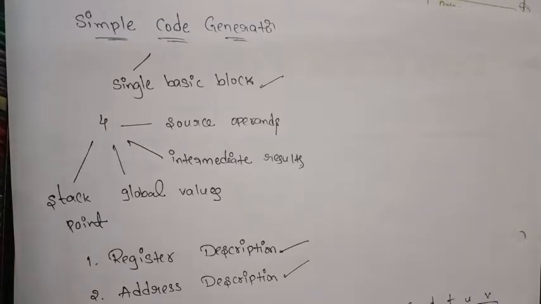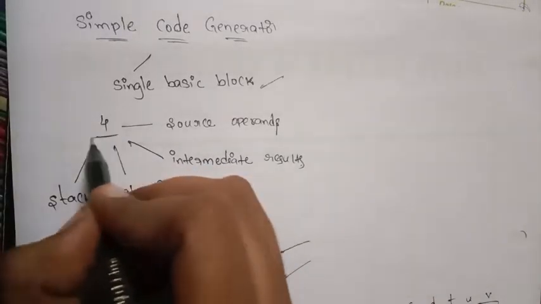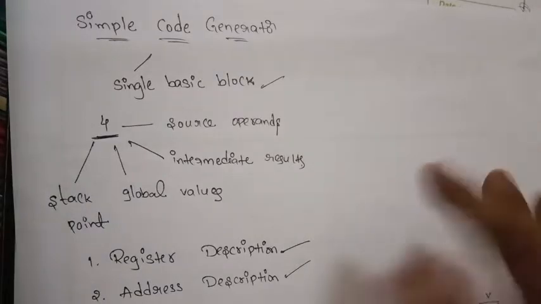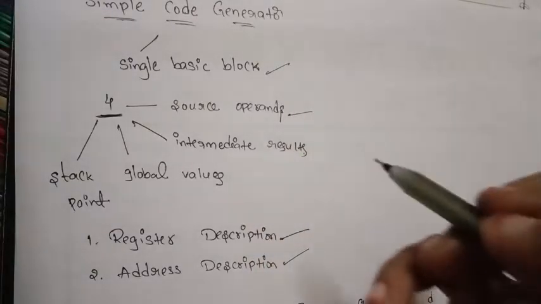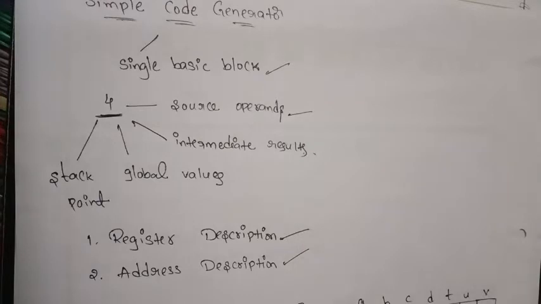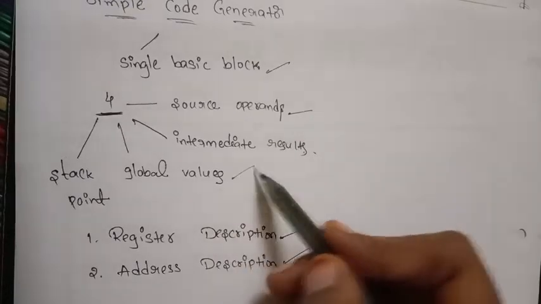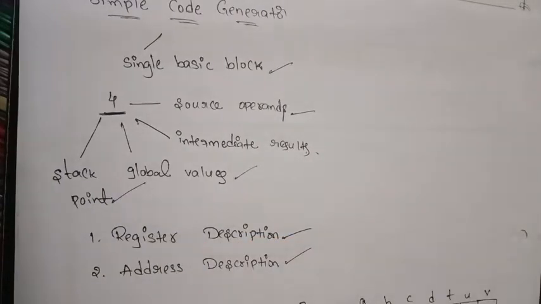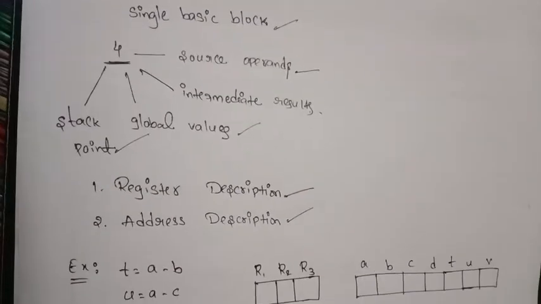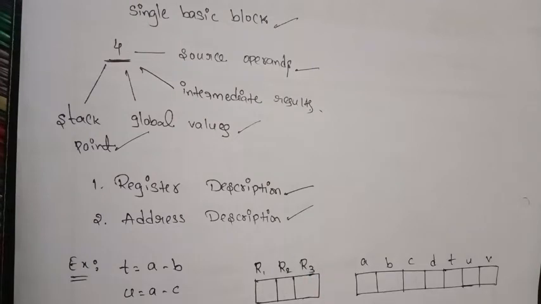This simple code generator is used mainly for four purposes. It is used to store the source operands, and to generate the intermediate results. Intermediate results means storing the register values one after another. It is also used to store the global values and the stack pointers. It consists of two descriptions: one is the register description, and the second is the address description.